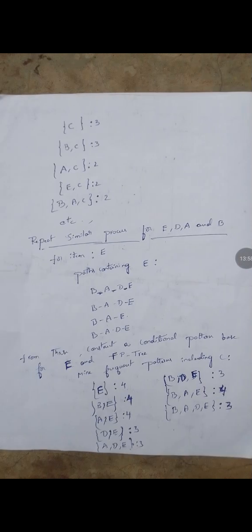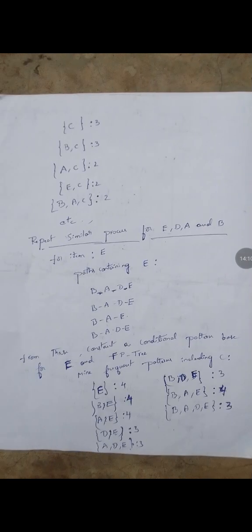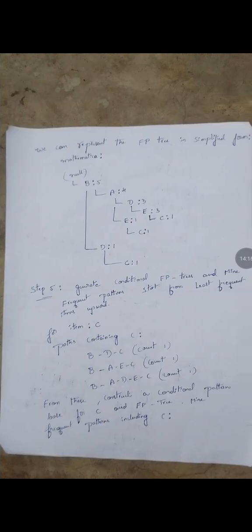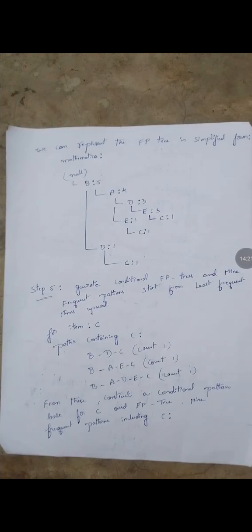Next, EC is repeated. In BDC, EC is not repeated. In BAEC, EC is repeated. In BADEC, EC is repeated. That means 2 times. BAC, the 3 item sets: only a single transaction is there. BAC is repeated in two transactions. In BDC, it is not there. BEC is there in BADEC. That means for 3 item sets, the repeated count is 2.